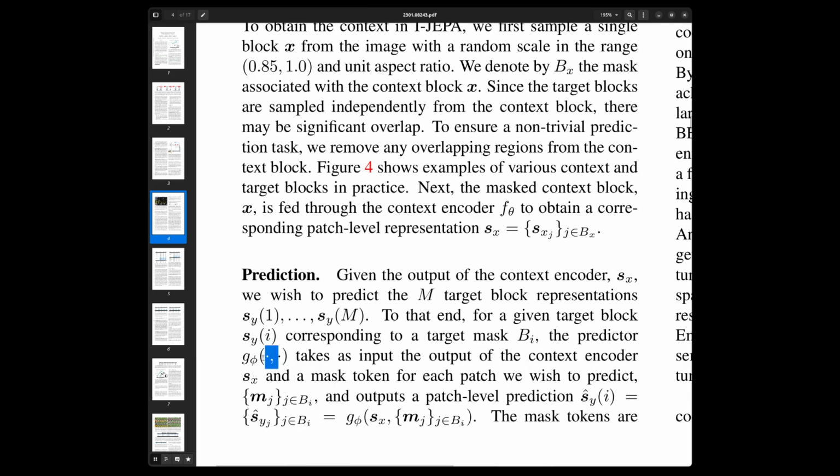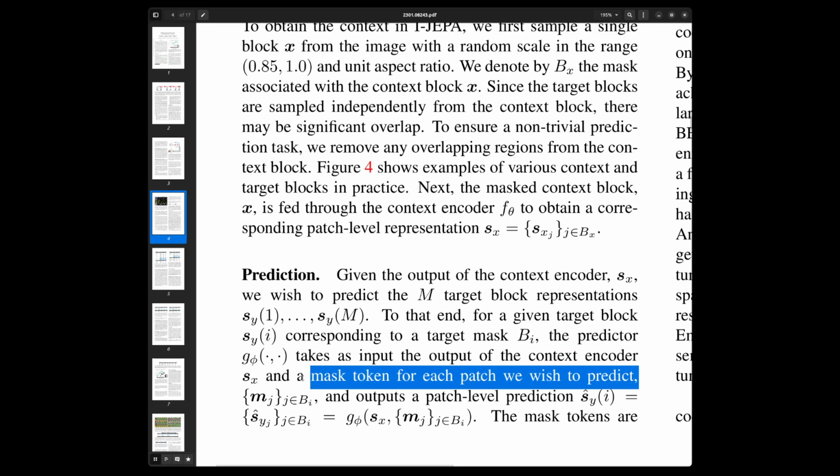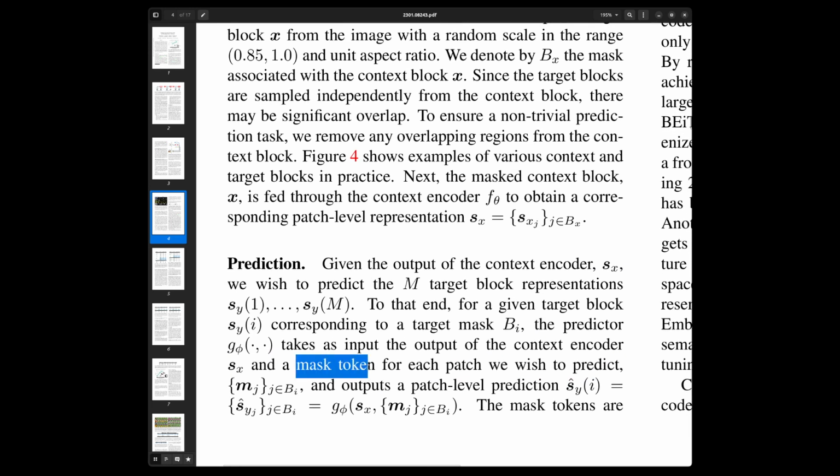Take as input the output of the context encoder, and a mask token for each patch we wish to predict. What's the mask token? They're going to explain what the mask token is afterwards. Okay, this is a mask token, and it outputs a patch-level prediction.